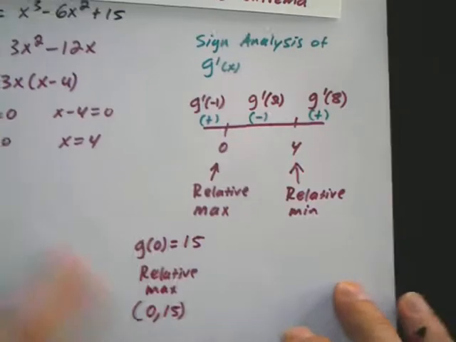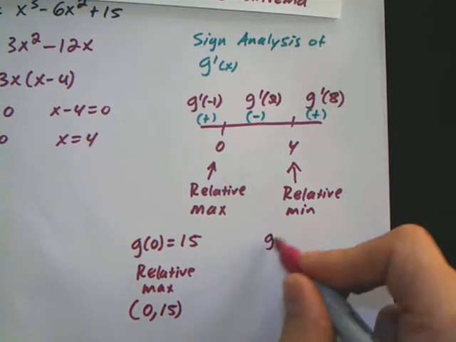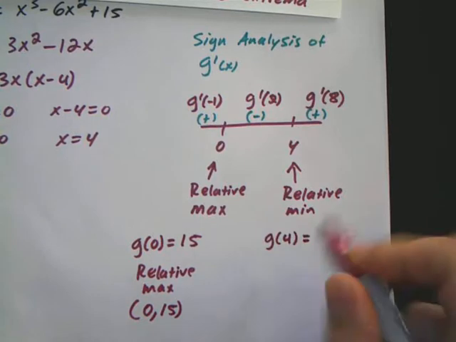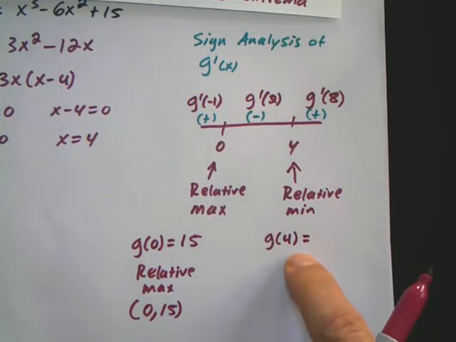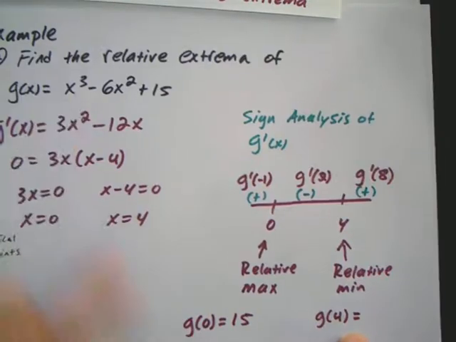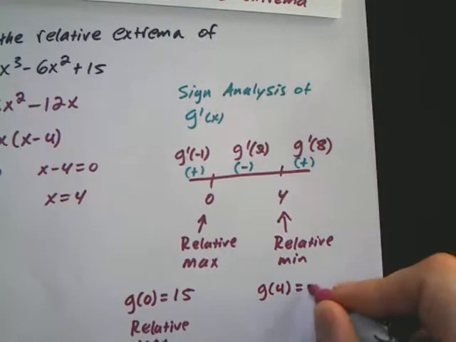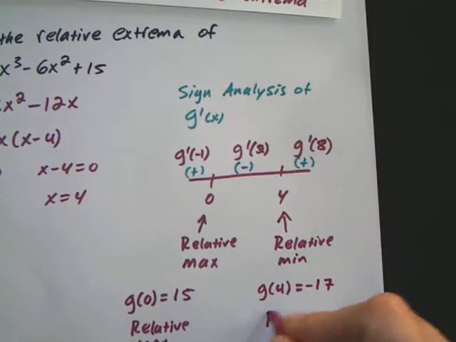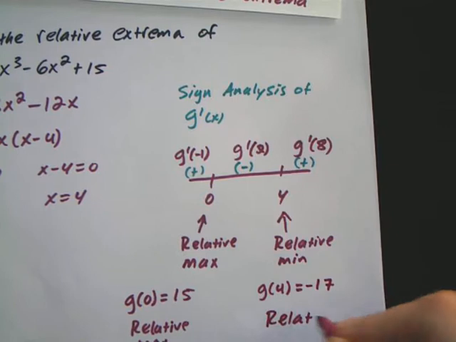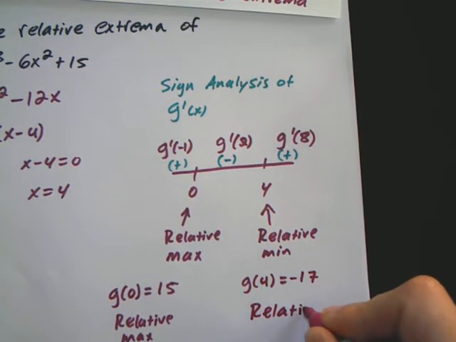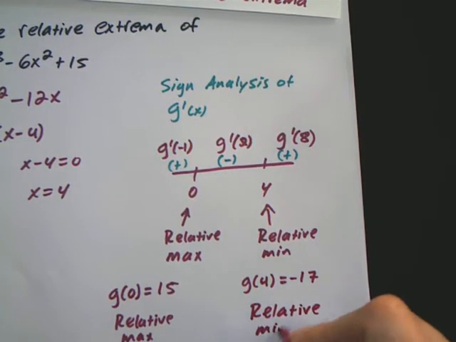And then if I plug in 4 into the function g of x, I'm going to end up with negative 17. So if I plug in 4 into this, I'm going to get negative 17. And that's going to be my ordered pair, my point of 4, negative 17.